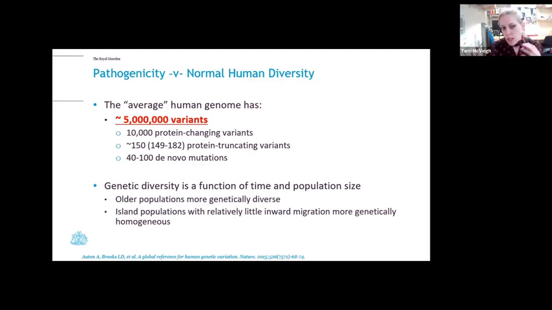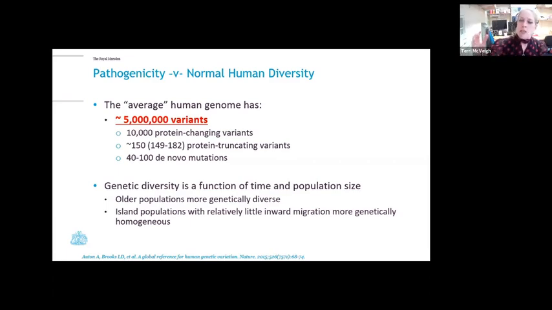Obviously, genetic diversity is a function of time. So you need time for this kind of evolutionary diversity to occur. And it's also a function of your population size. So if you live somewhere like America, where you've got lots of admixture from other places all over the world, they're much more genetically diverse than somewhere like Ireland, which is this lovely little island, way off the west coast of Europe that nobody visits ever. So the island populations that have relatively little inward migration are going to be a lot less genomically diverse than some of the bigger populations.